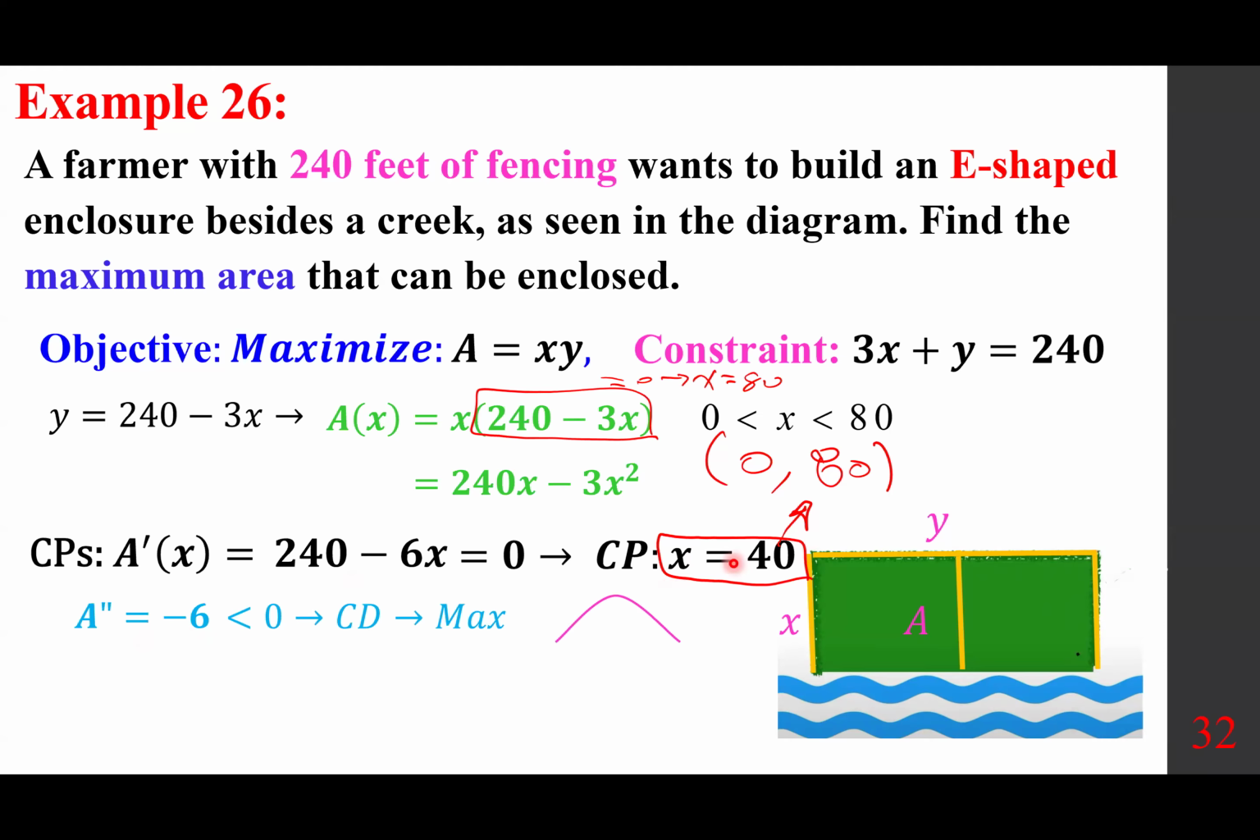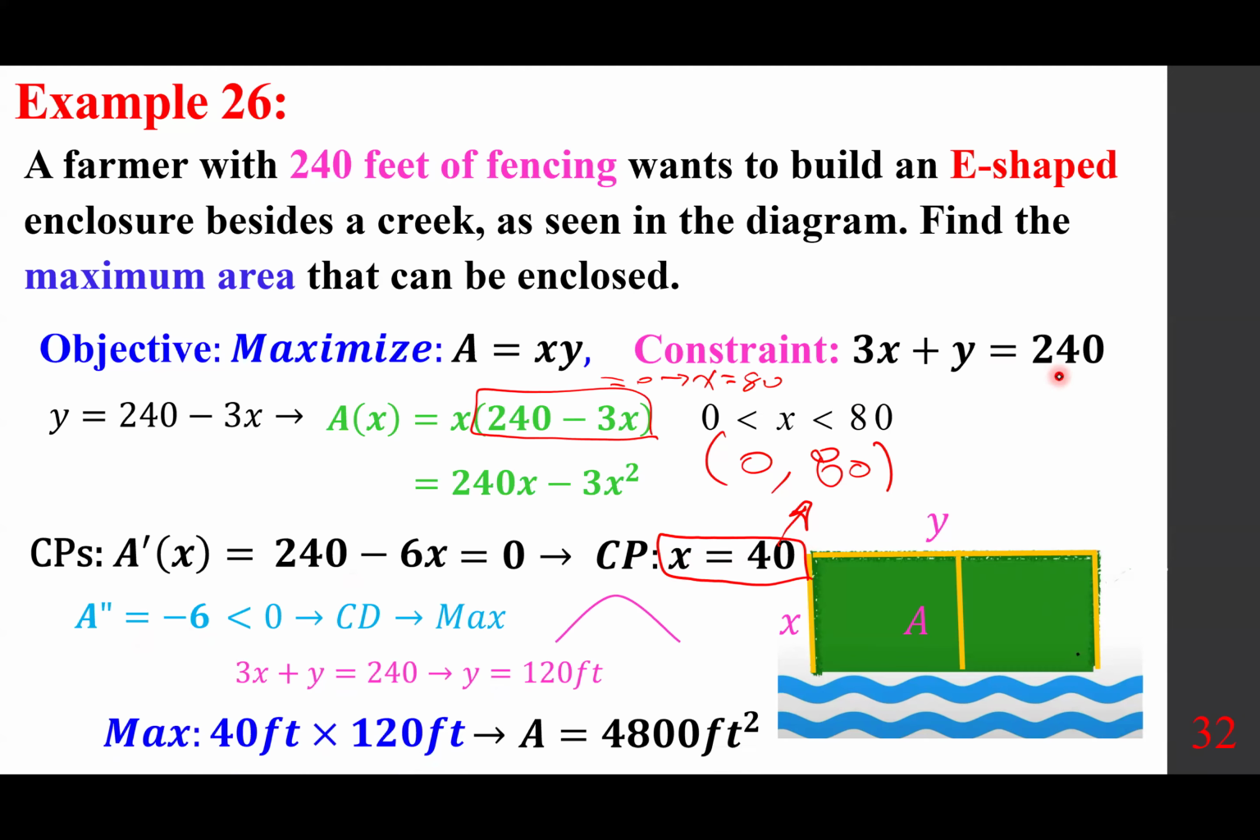Now, if x is 40, 3 times that plus y is 240, which gives us y of 120. The maximum area is 40 times 120, giving us 4,800 square feet.